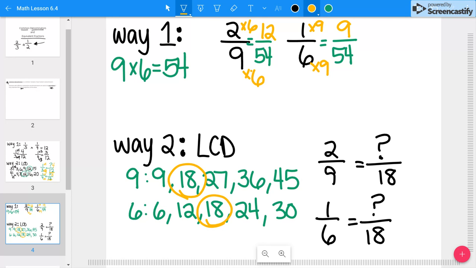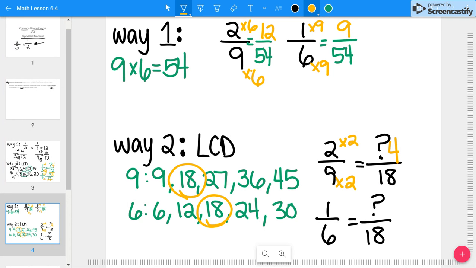So now I'm asking myself, how did I go from 9 to 18? What did I multiply by? Well, I multiplied by 2. So what I do to the bottom, I do the exact same thing to the top. So 2 times 2 is 4. So now my new equivalent fraction is 4/18.